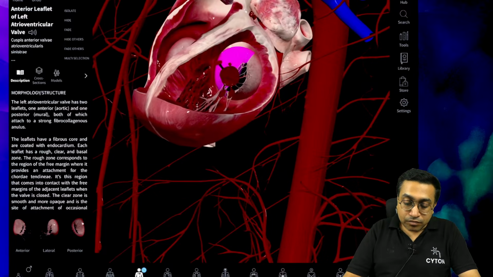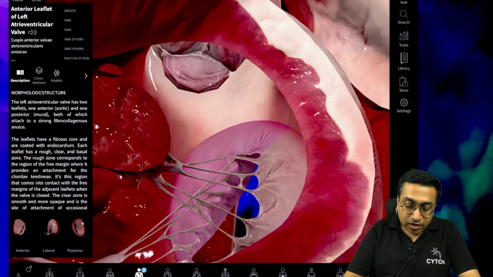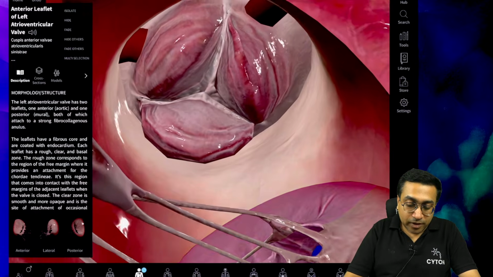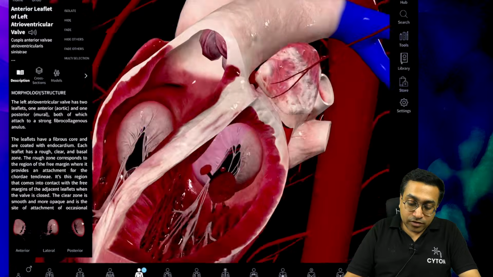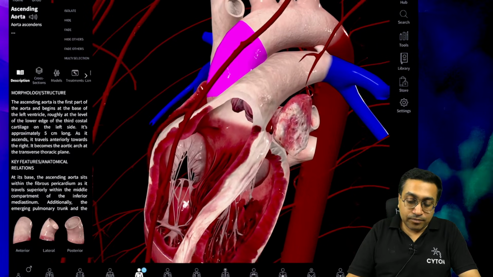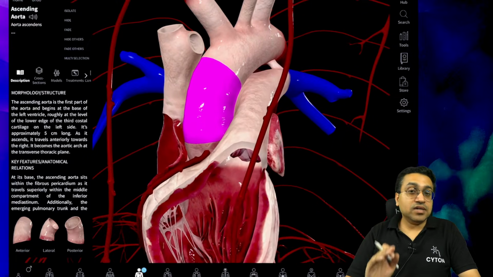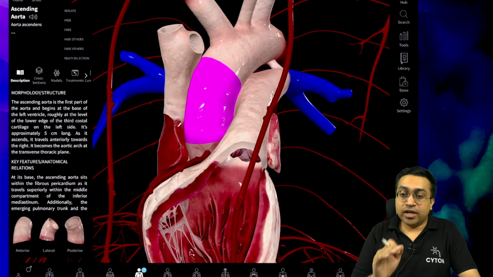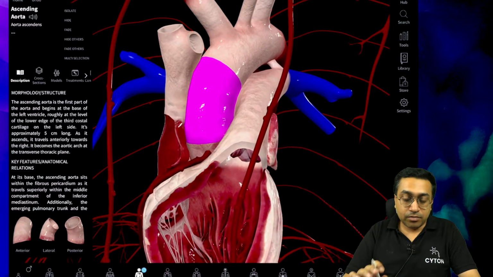Okay, so let me show you. Here we have the blood entering, and now the blood will go into this passage, which you can see. Okay, so now the blood will enter into this structure, that is the aorta. Okay, so this is the ascending aorta. I hope by now you have understood what is ascending aorta, from where we have reached the blood into this.